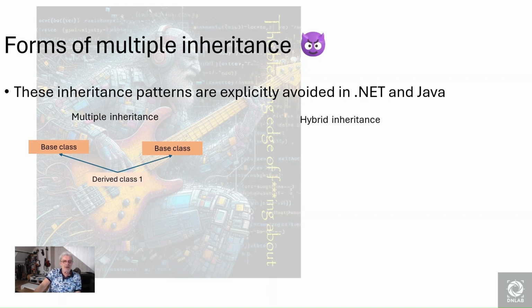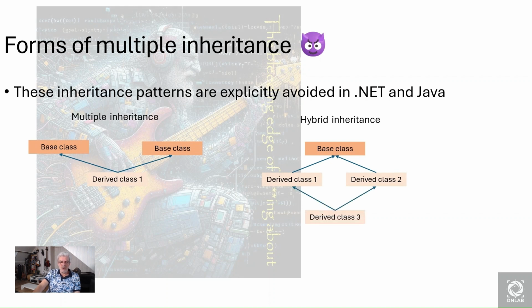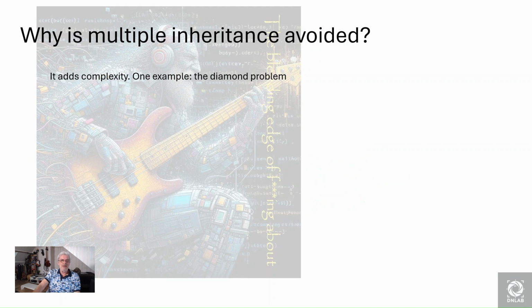We also have a concept that is called hybrid inheritance. This looks like one base class which has two derived classes which inherit the base class. And here it comes. There is one derived class that doesn't inherit the base class, but it inherits derived class 1 and derived class 2. Why is multiple inheritance generally avoided? At least in C# and Java. Well, the main reason is it adds a lot of complexity.